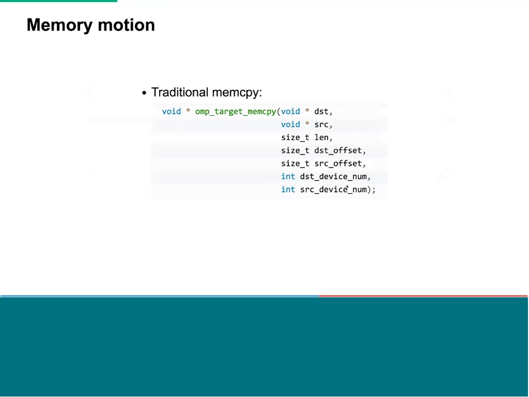Memory motion is also something we support. OMP target memcopy is a pretty much traditional memcopy interface, with the caveat that, of course, it takes device numbers. It also takes offsets. This is because it's not necessarily safe to do pointer arithmetic on a device pointer. This is in response to certain backends, and this probably doesn't merit discussion here. If anybody has questions on it, I'll be happy to answer them.